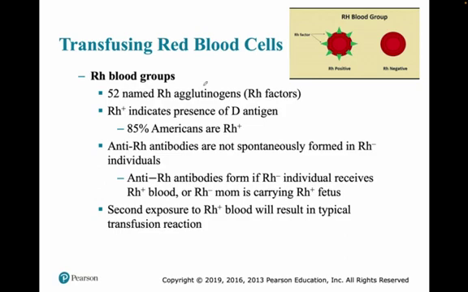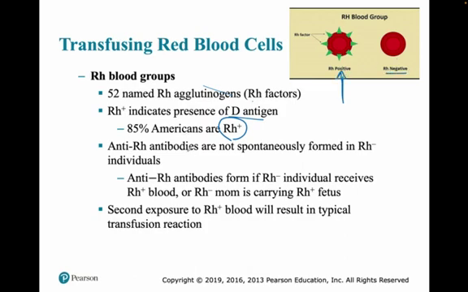There are 52 named Rh factors that are present in the human body. Rh plus indicates the presence of D antigen, and 85% of Americans are Rh positive, meaning they do have this antigen. So this Rh factor or D antigen is basically present on red blood cells. When it is present, it is called Rh positive. When it is not present, then Rh negative.